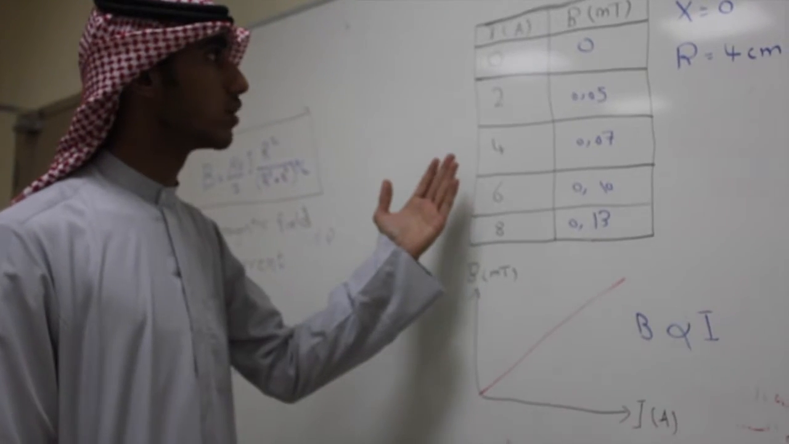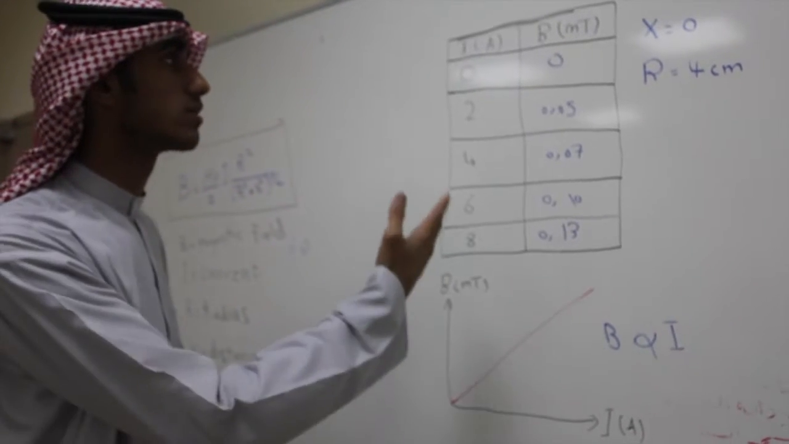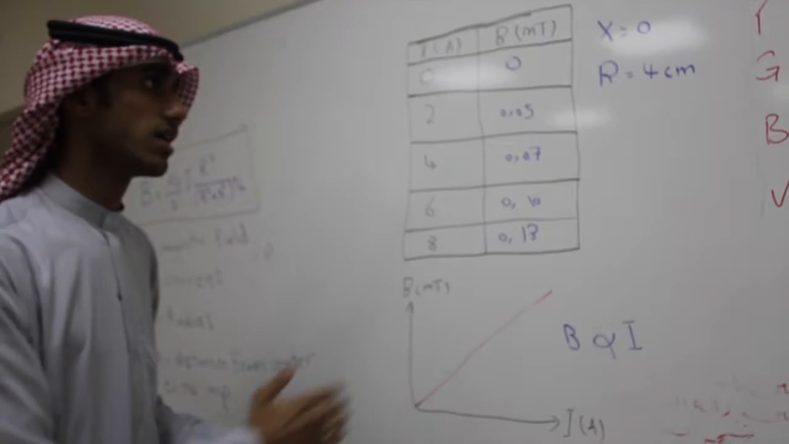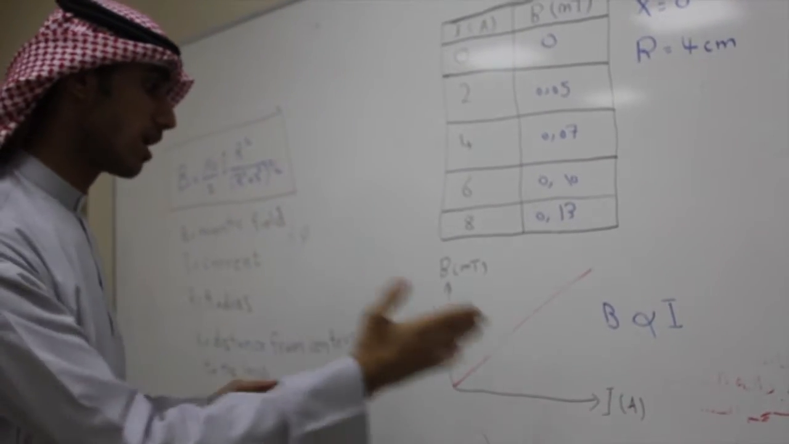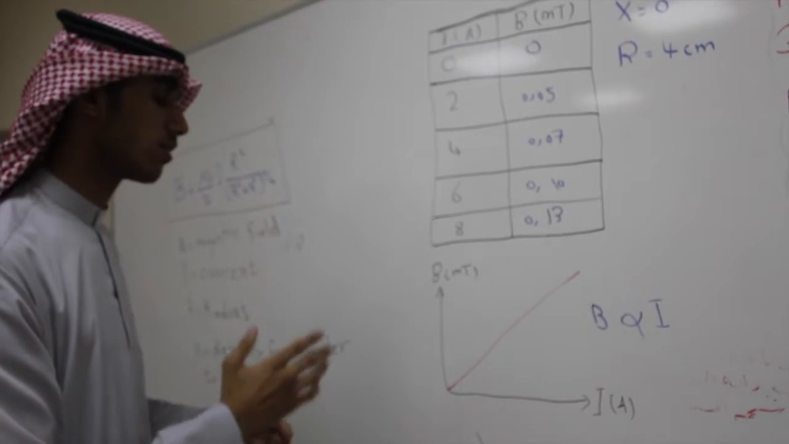This is a table showing the relationship between current and the magnetic field, and we make this value constant. And the relationship between B and I is directly proportional.